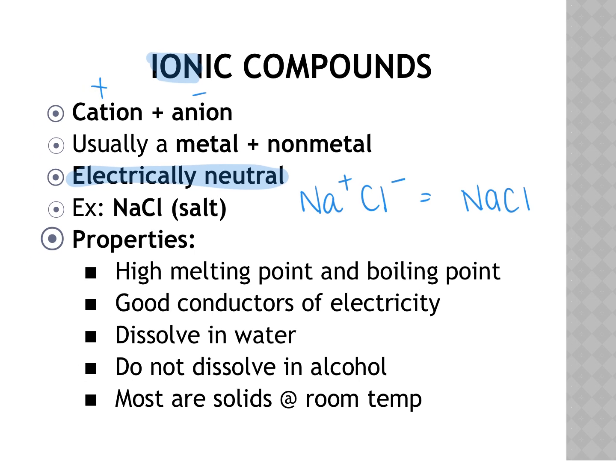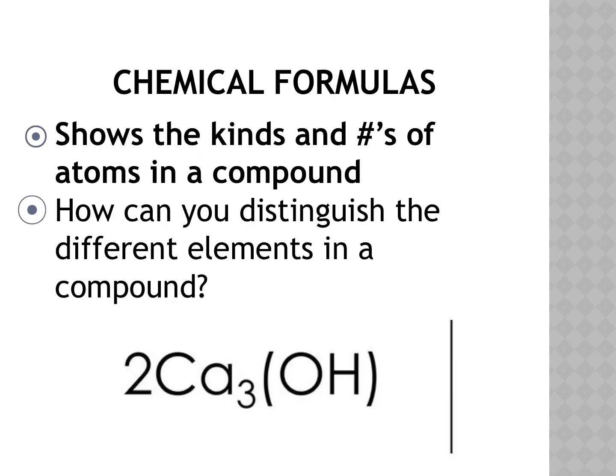And then properties of ionic compounds. These ones have high melting points and boiling points. So these are the ones that didn't melt. Because they're ions, they are good conductors of electricity. They do dissolve in water. They don't dissolve in alcohol. And most of these are going to be solids at room temperature.